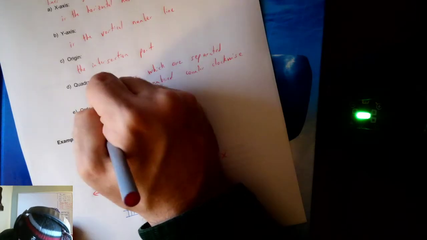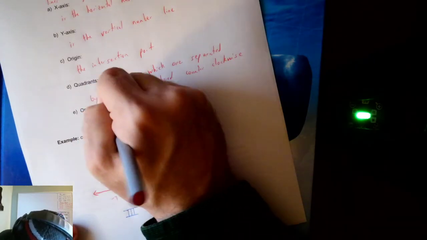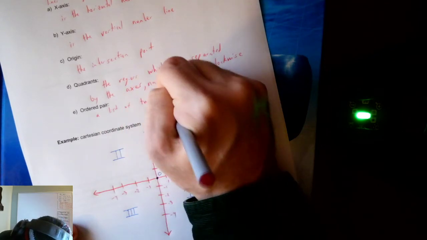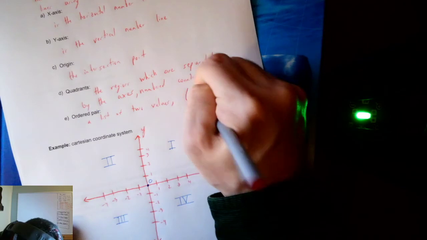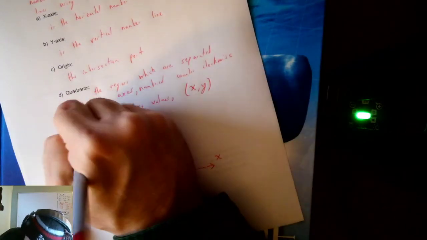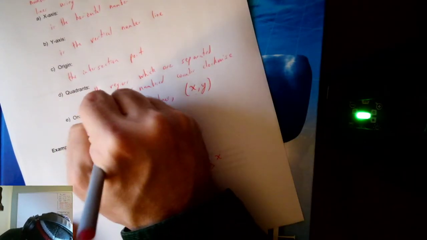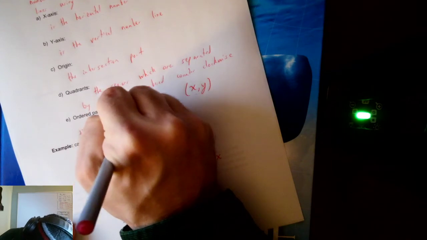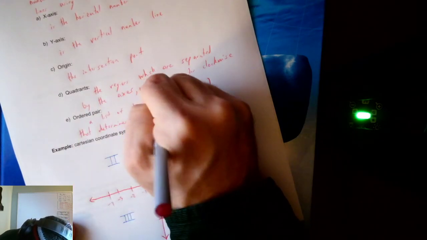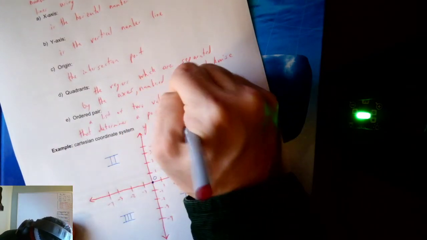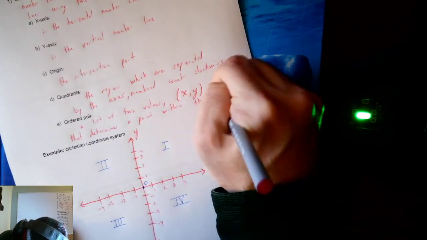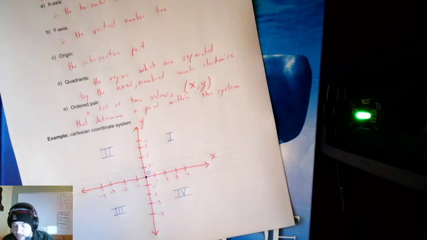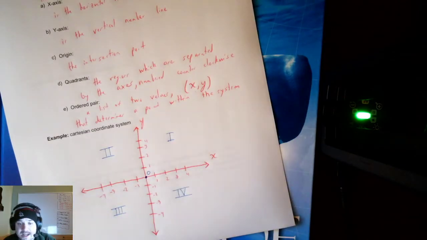Now, an ordered pair is a list of two values, x comma y, that determines a point within the system. It determines a point. So let's create an example.